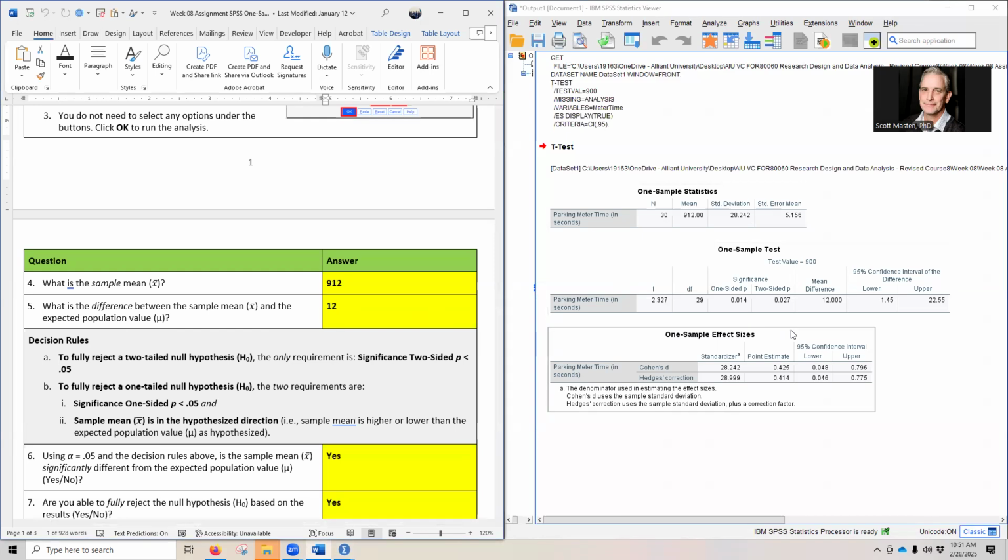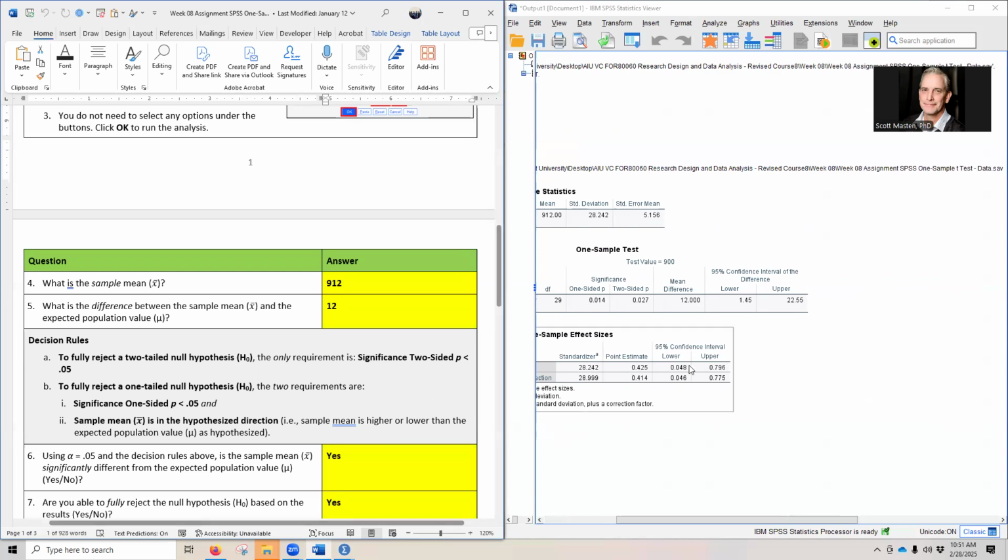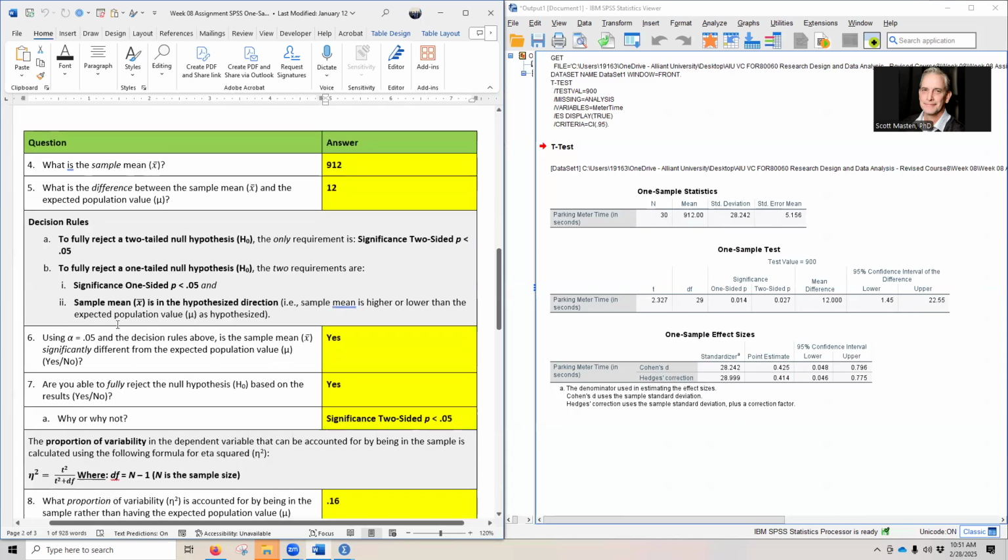The other way is that the output does it for you. There's the mean difference: 12, so 12 seconds difference. The sample is 12 seconds higher. The question is, is that significantly higher or not? We need to decide whether that 12 seconds is a big enough difference that we would say, yes, the sample time does differ from the expected population value.